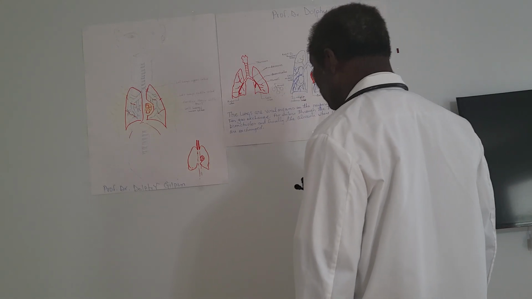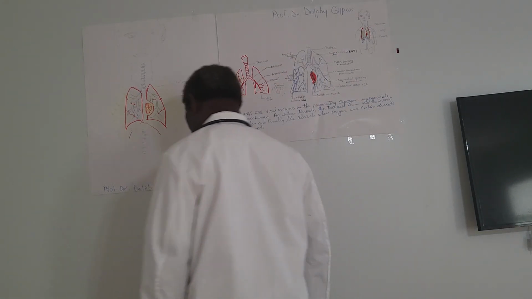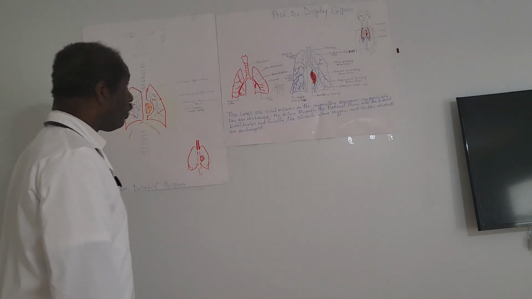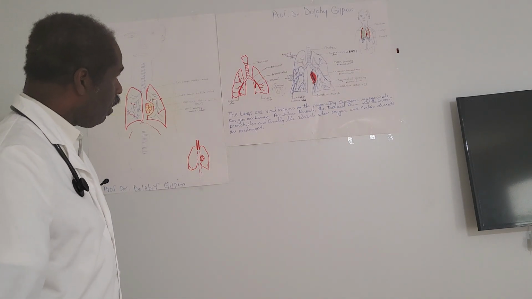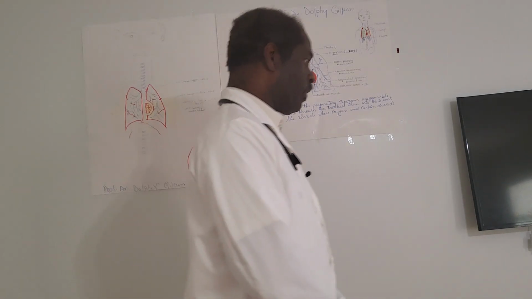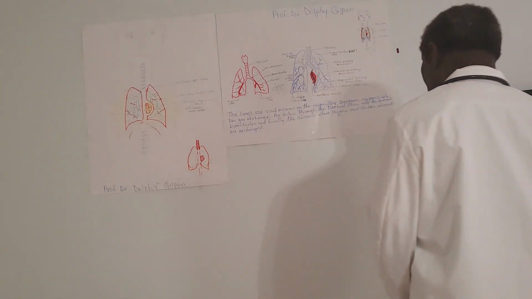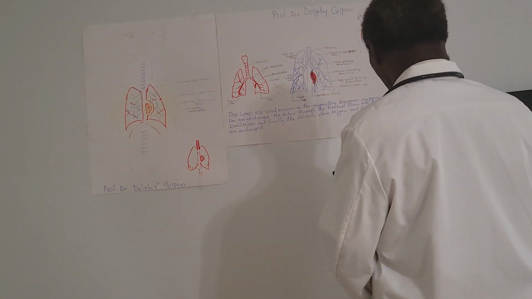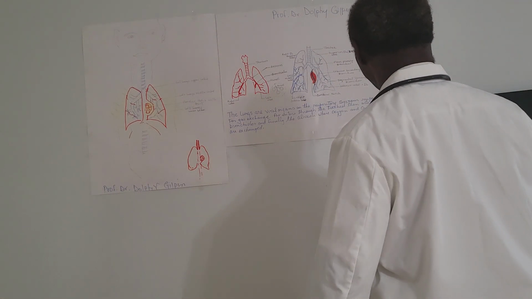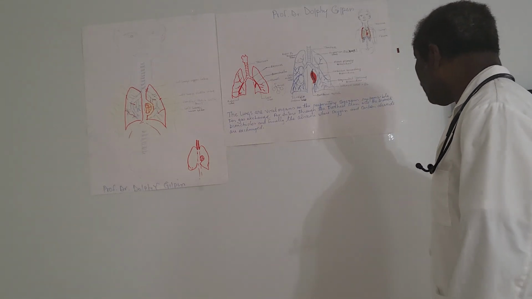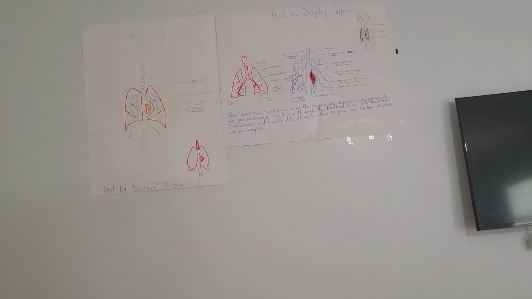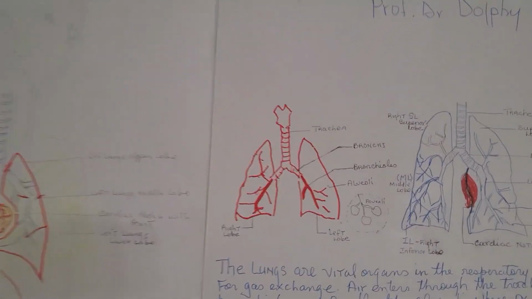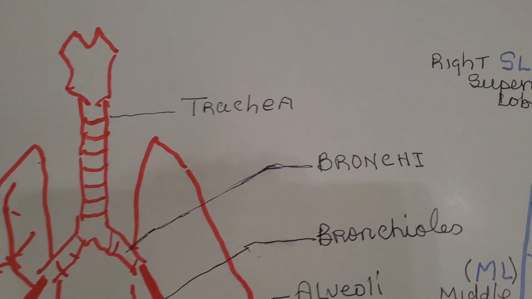Gases are exchanged in the alveoli, then we breathe in oxygen and we breathe out carbon dioxide. So that's just the basics of the lungs, a major part of the respiratory system, the pulmonary system. Let's give a more magnified diagram here. Take a look at the magnified diagrams here.